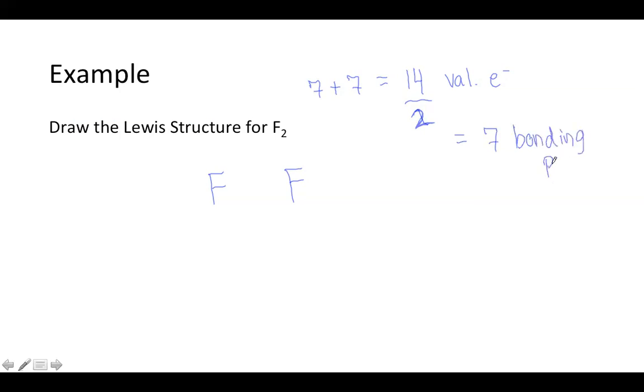And then step 4 is to place single bonds between the central atom and the outside ones. Again, in this case, there's only 2 atoms, so we're just going to draw a single bond between them. And then the next step is to determine how many pairs you have left. So we had 7, we placed 1, and then we're going to subtract off that 1. So we have 6 pairs left.